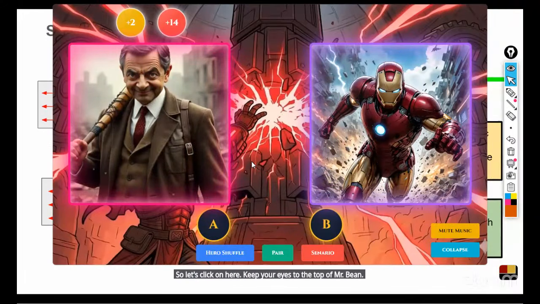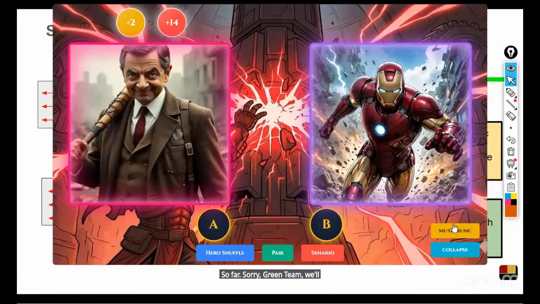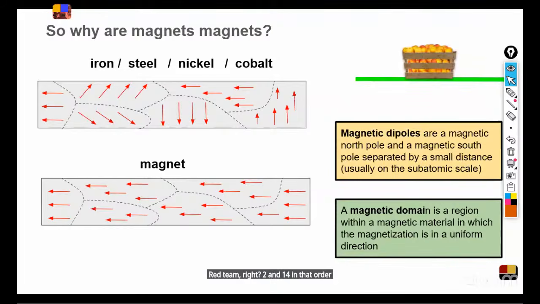The yellow team got 2 points and the red team got 14 points today. Not bad. Green team, we're really suffering, when I say we, because I'm part of the green team. So the red team has 14 points, and the yellow team has 2 points so far. Sorry, green team. We'll get some points hopefully later on. So congrats to the yellow team and the red team, 2 and 14 in that order. All right, let's move on.